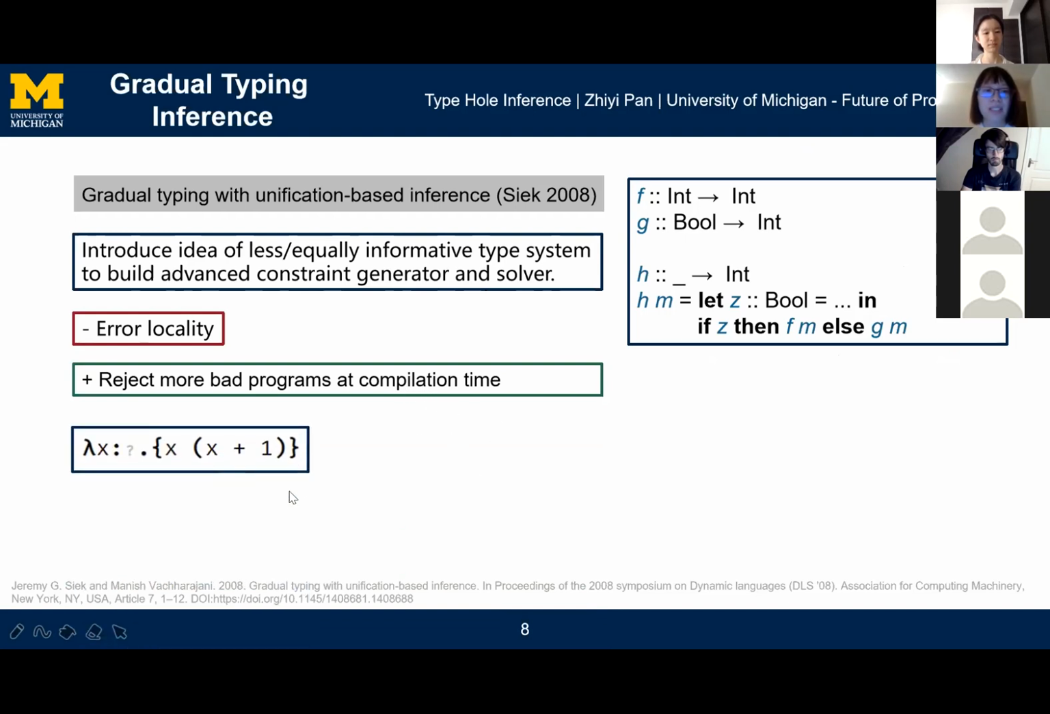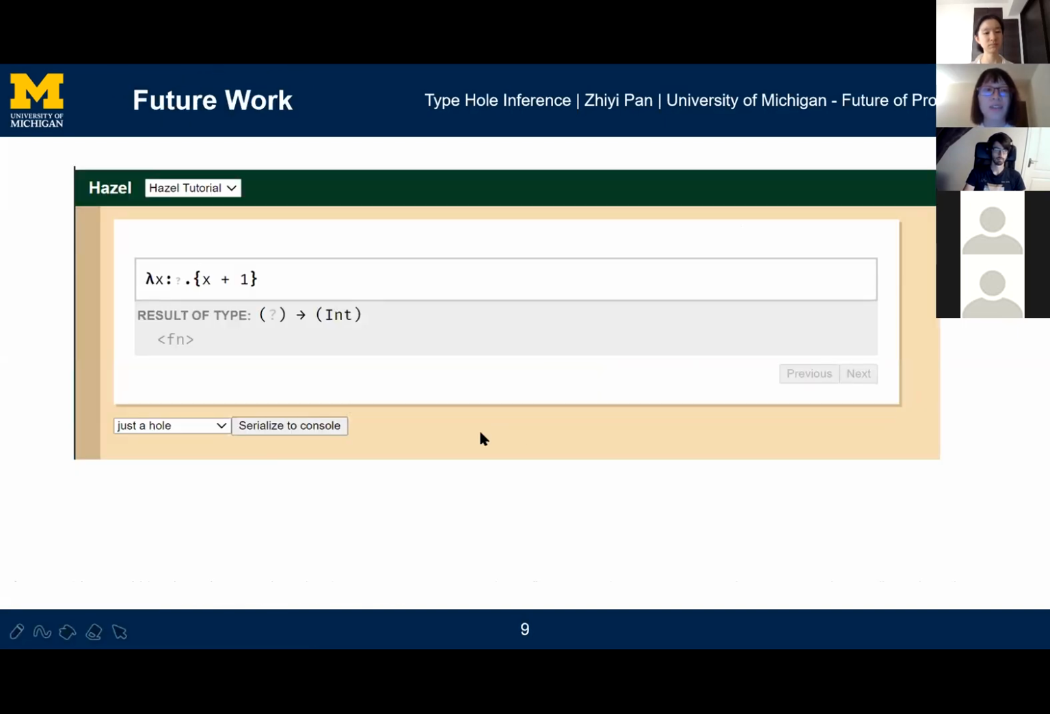But it can reject more bad programs at compilation time. For example, the expression 3 in the previous slide will be rejected during compilation time in Zach's approach. Our approach simply drops this case into runtime tracking. So this is a kind of limitation in our approach. In the future work, we will implement this feature into the Haskell project.